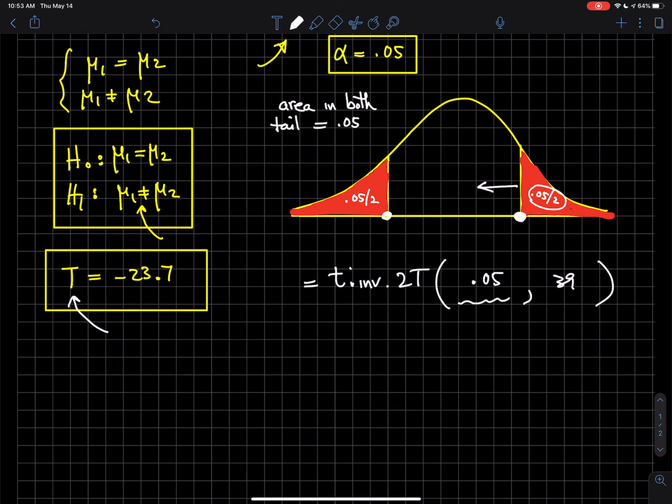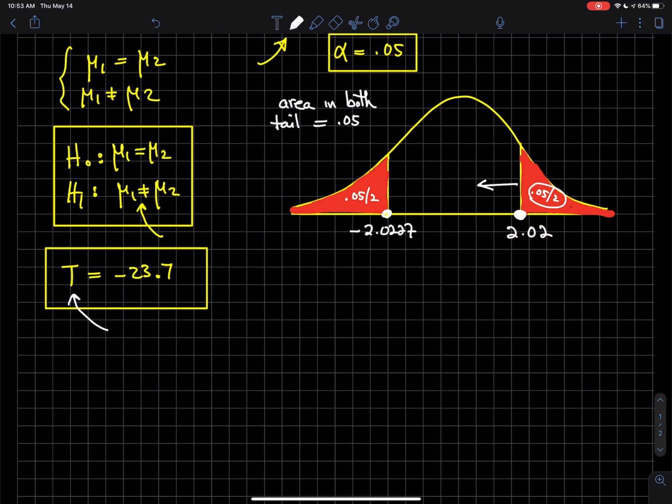If you type that in a spreadsheet, you'll get the critical values. The critical value will be 2.0227, and negative 2.0227. Of course, you don't need to write all of this; I'm just writing it so you know precisely what you're going to get when you type that command. To be honest, I'll just write this as 2.02, and this as negative 2.02. So there we go. 2.02 and negative 2.02, and now that's step 3.